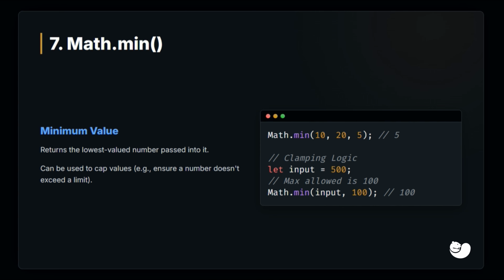If the user enters 50, the function returns 50. But if they enter 500, the function returns 100, effectively capping the value at your desired maximum. This technique is ubiquitous in game development for health bars, in UI design for limiting scroll positions, and in financial software to prevent overdrafts. It allows you to enforce safety limits elegantly without writing verbose if-else statements to check boundaries.